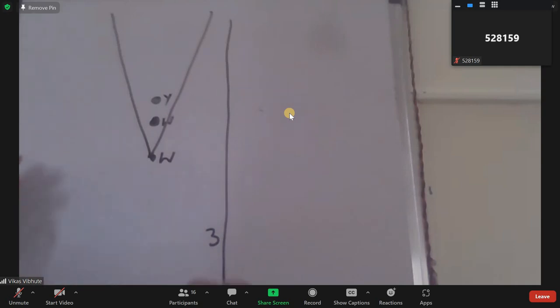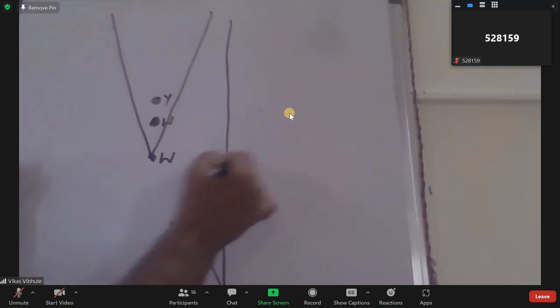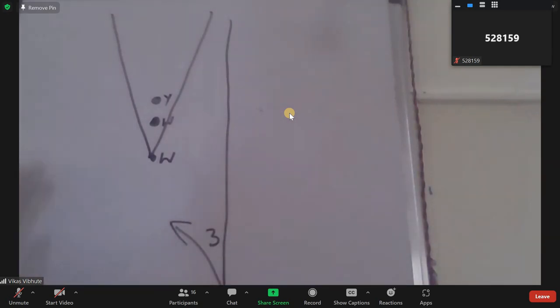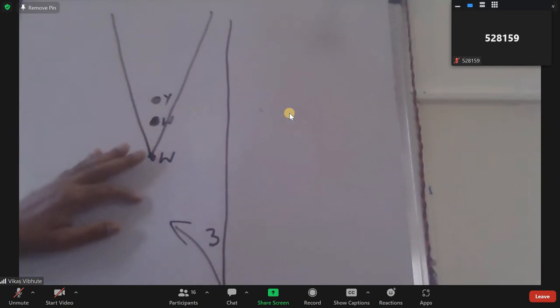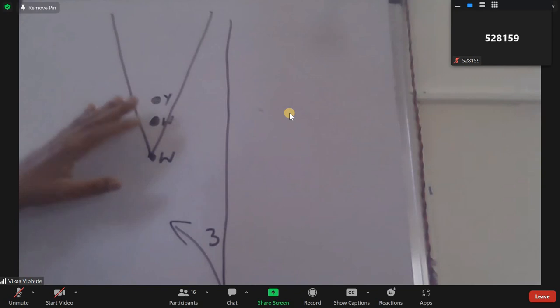Then only I can alter course to port. I can alter course either way, no problem. But I'll have to first ascertain risk of collision. If there is a risk of collision, I'll alter course, whatever I want to say.